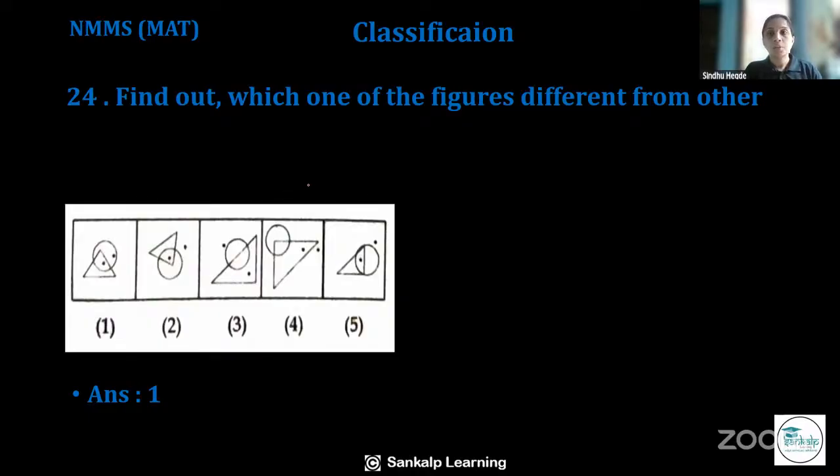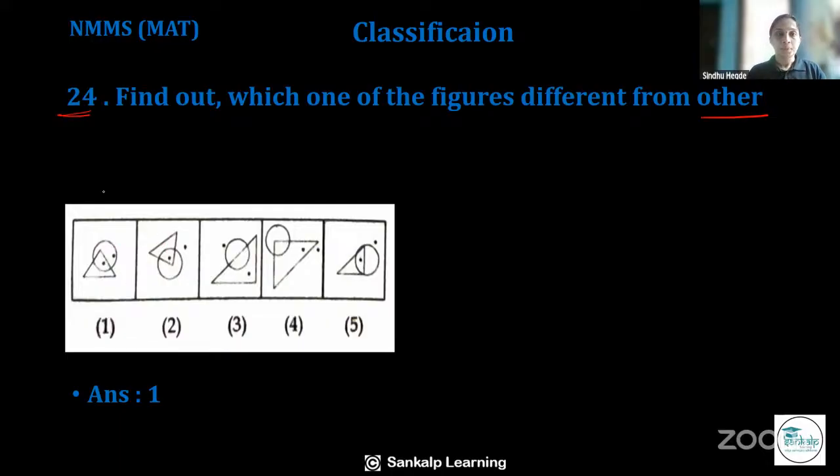Let us see question number 24 of concept NMMS MAT, chapter classification, non-verbal. Question number 24. Find out which one of the figures is different from the others. Totally 5 figures are given here. We have to find out the odd one out figure. Okay, observe all the images here.